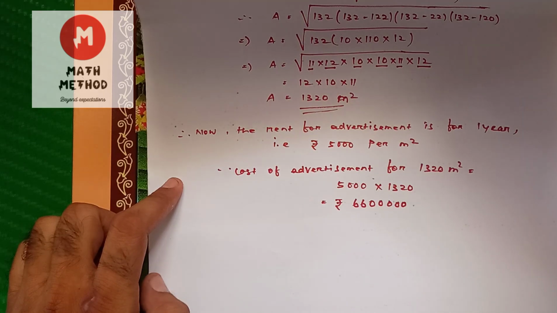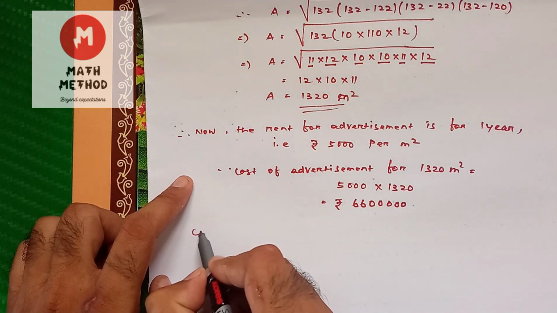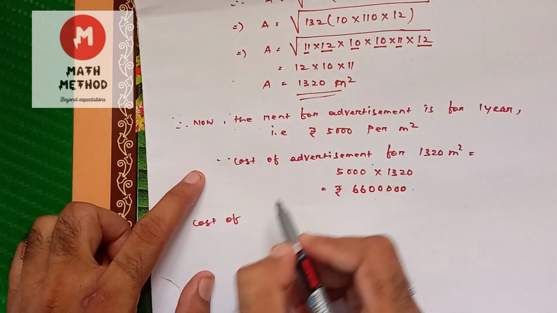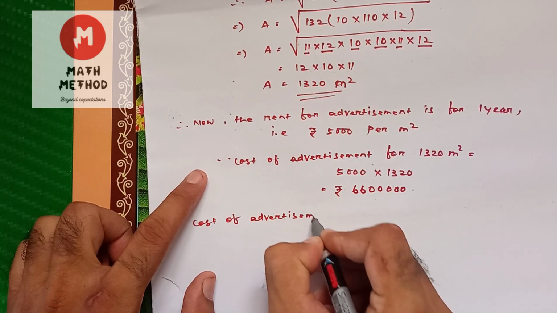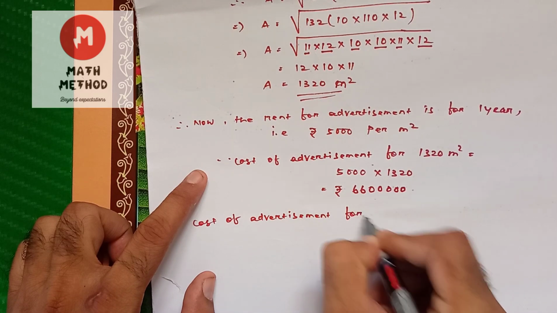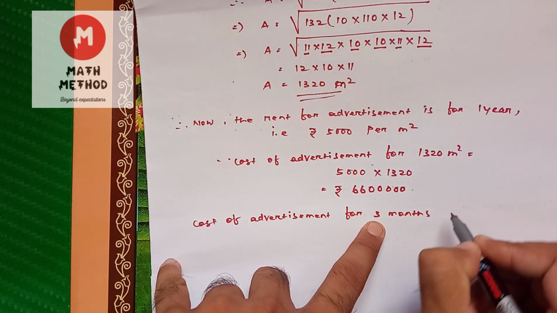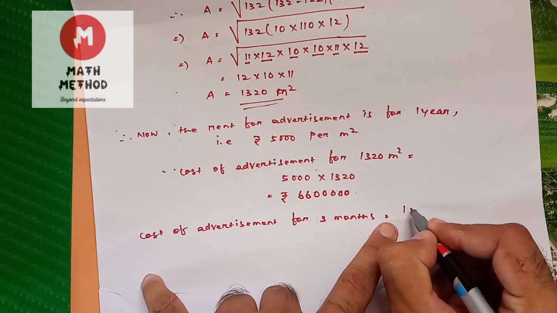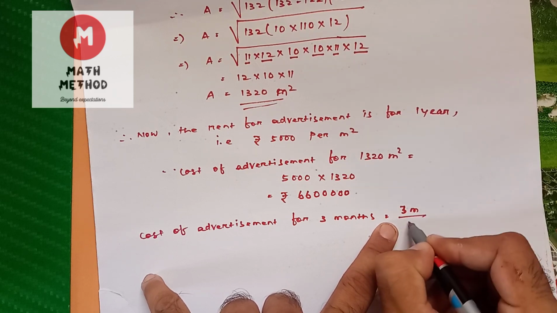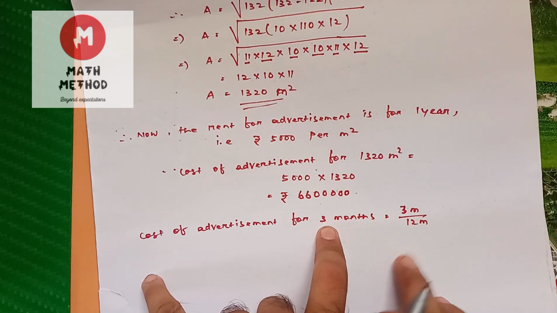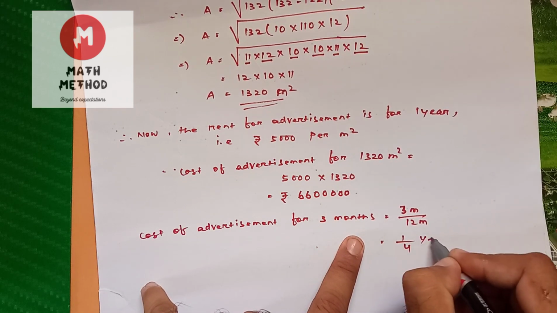Therefore for 1 year, and the question is what will be the rent of its wall for 3 months. 3 months means 3 out of 12 months. Now cost of advertisement for 3 months is equal to 3 months divided by 12 months. 3 months is equal to 1 by 4 year.